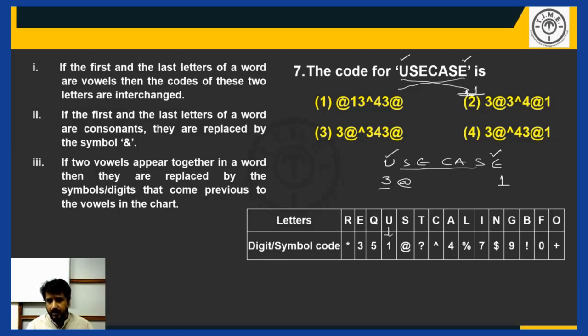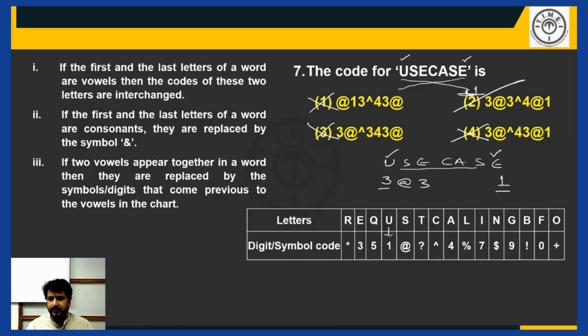First of all, how many options are starting with 3 and ending with 1? The first option is ruled out, and the third option is ruled out. Only the second and fourth options remain. Right. And the code for E is 3, so 3 at the rate 3. We have only the second option. The fourth option is also ruled out. So your answer is the second option.